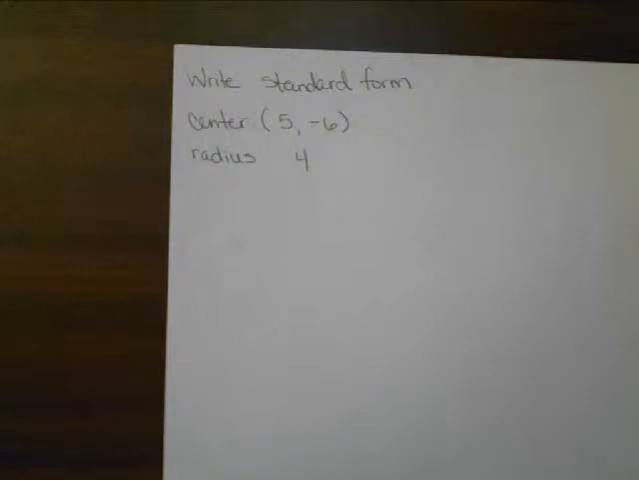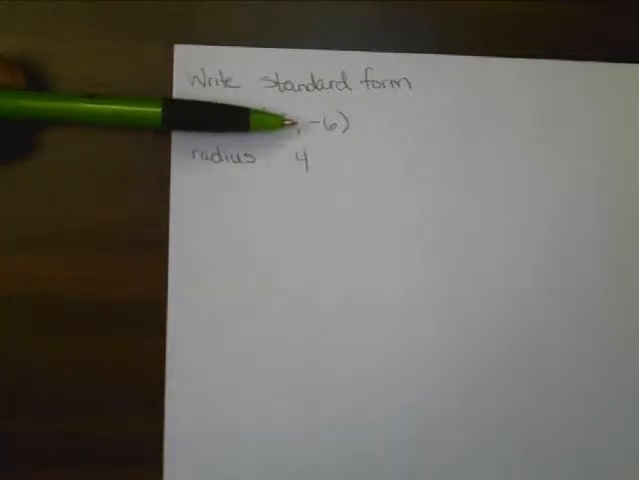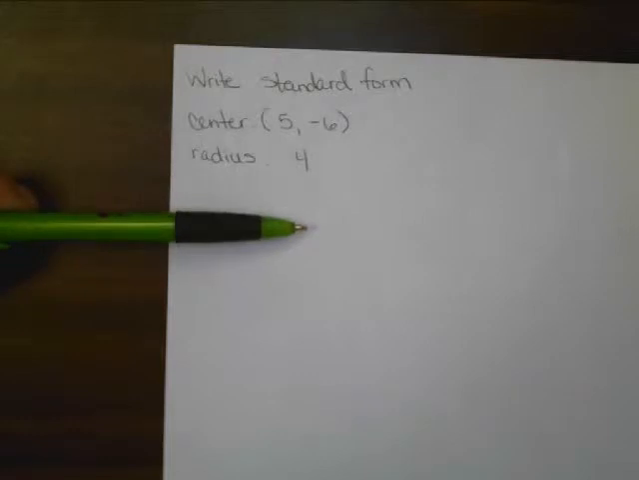In this video, we're going to talk about how to write equations of circles. You will hear that my voice is a little scratchy, but it's alright. So for this question, we want to write the standard form of the circle given a center of (5, -6) and a radius of 4.